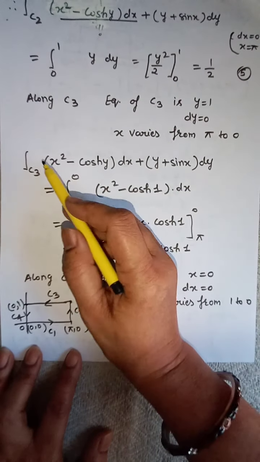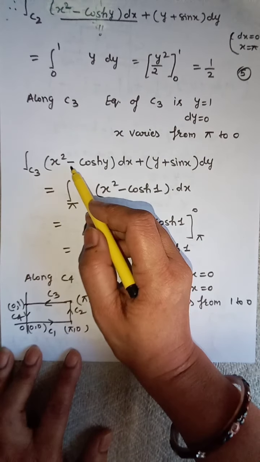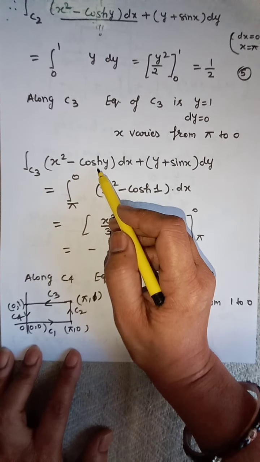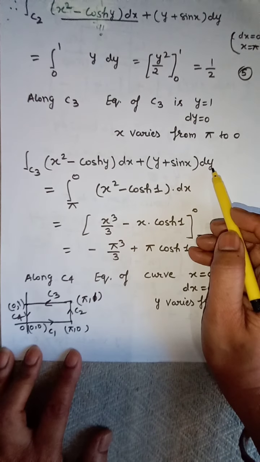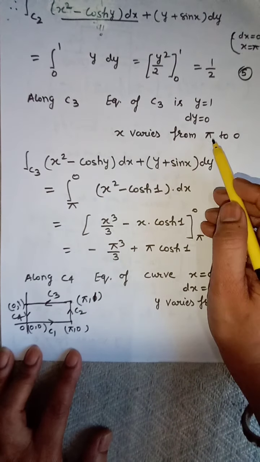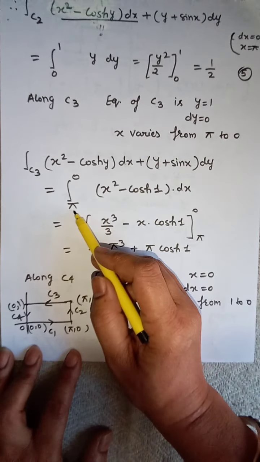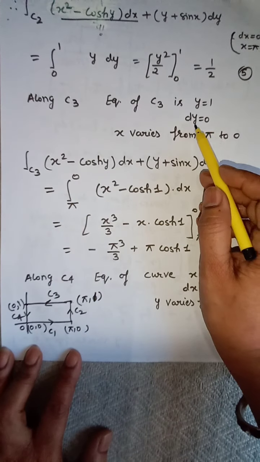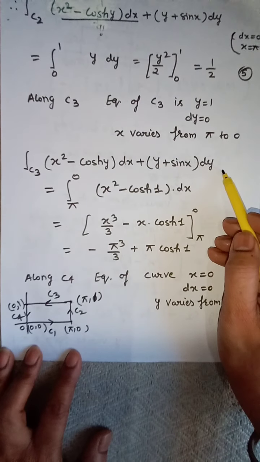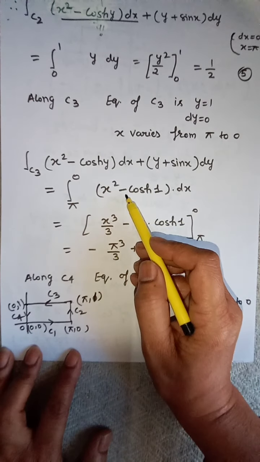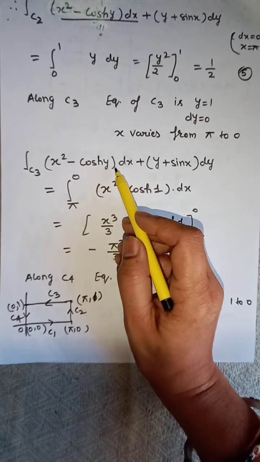So for curve C3, x square minus cos hyperbolic y dx plus y plus sin x dy. X varies from pi to 0, so the limit is from pi to 0. And since dy is 0, this term will become 0. So we are left with x square minus cos hyperbolic y, where y is 1.